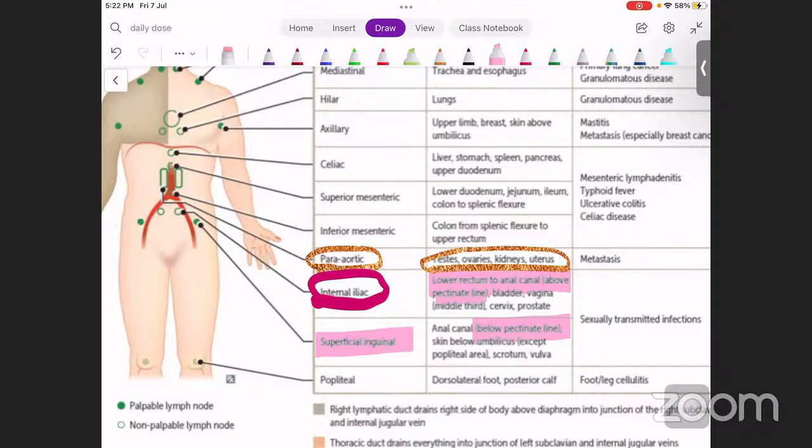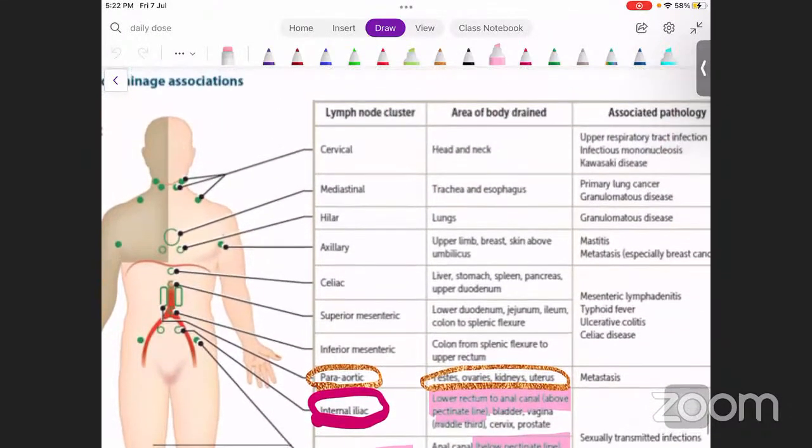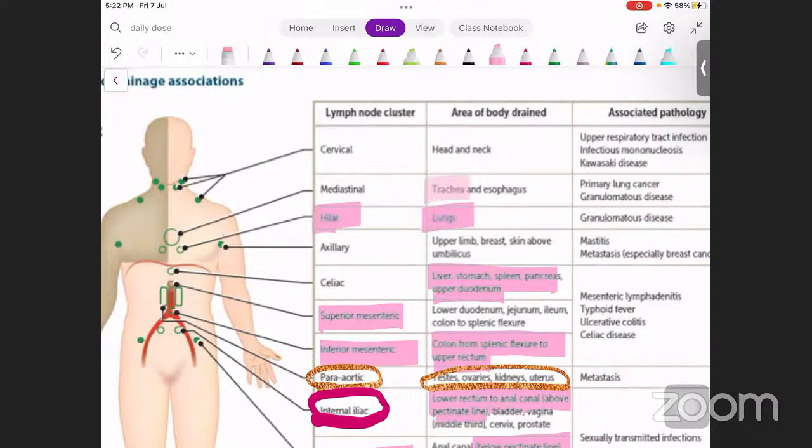Apart from that, the skin below the umbilicus, except the popliteal area, is drained by the superficial inguinal nodes. And apart from that, you have the celiac nodes. Celiac supplies all your internal GI organs like the liver, stomach, spleen, pancreas, and upper duodenum. The lower duodenum to the splenic flexure drains to the superior mesenteric nodes. The colon from the splenic flexure to the upper rectum drains to the inferior mesenteric nodes. Apart from that, the lungs drain into the hilar nodes, and the trachea and esophagus drain into the mediastinal nodes.